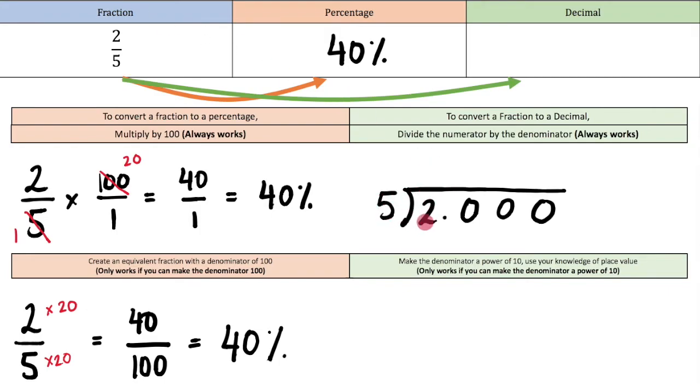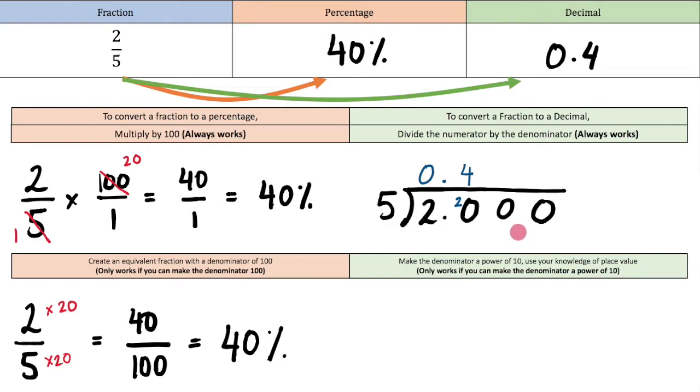5, how many times does 5 go into 2? It doesn't. So I carry that 2 over to here. I put my decimal place straight up. How many times does 5 go into 20? Well, that goes in 4 times, and that goes in perfectly, so I stop. So that means my answer is going to be 0.4. Perfect, and that's always going to work. You simply divide the numerator by the denominator, just like that, too easy.